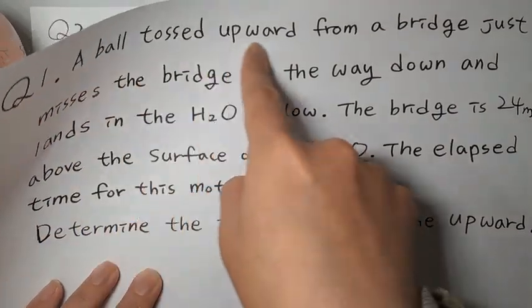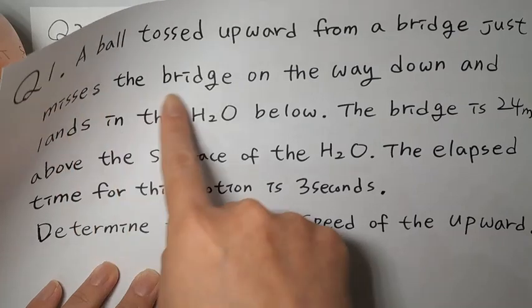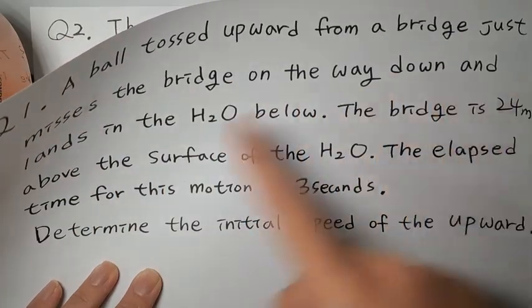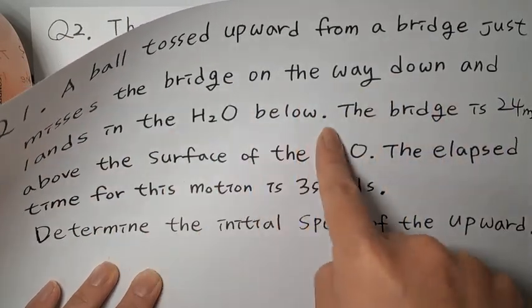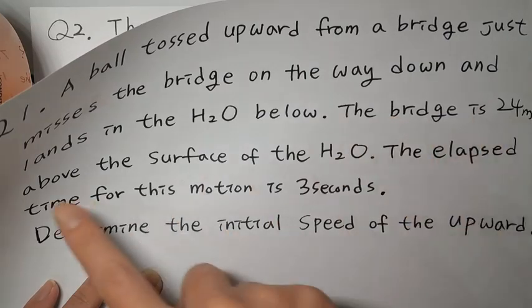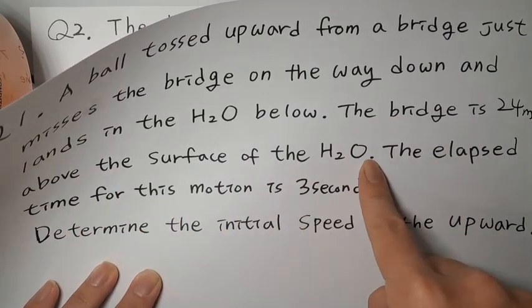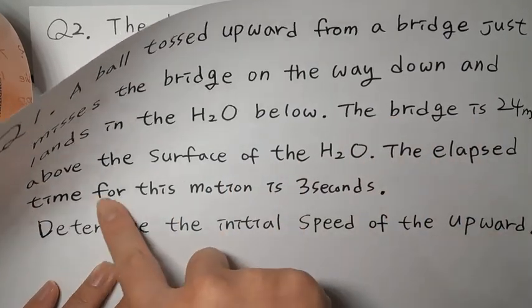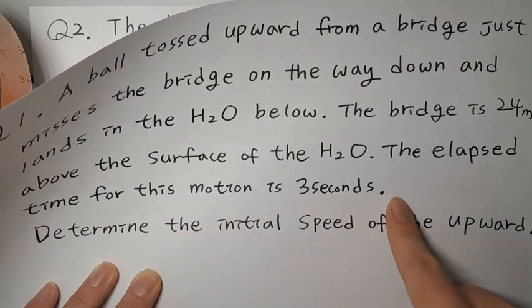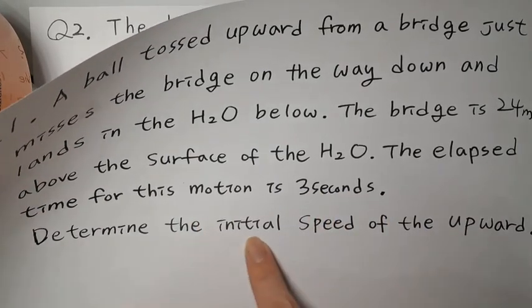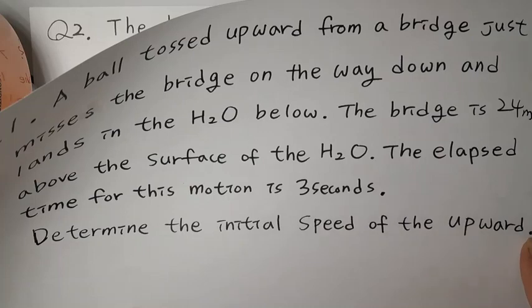A ball tossed upward from a bridge just missed the bridge on the way down and lands in the water below. The bridge is 24 meters above the surface of the water. The elapsed time for this motion is 3 seconds. Determine the initial speed of the upward.